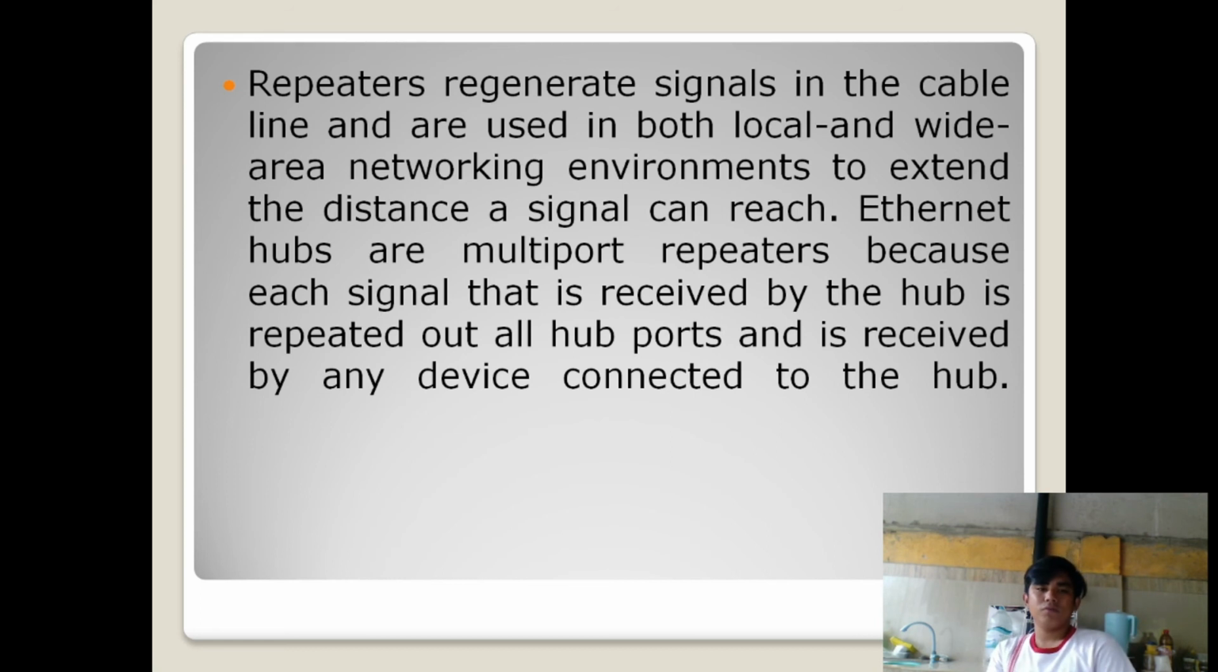Repeaters regenerate signals in cable lines and are used in both local and wide area networking environments to extend the distance a signal can reach. Ethernet hubs are multi-port repeaters because a signal that is received by the hub is repeated out all hub ports and is received by any devices connected to the hub.